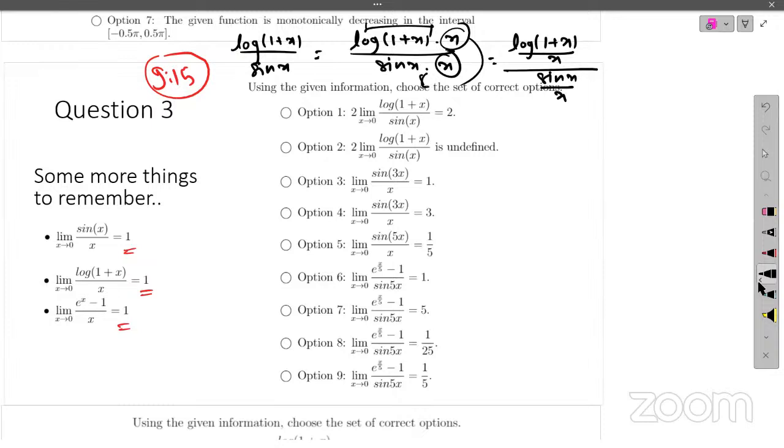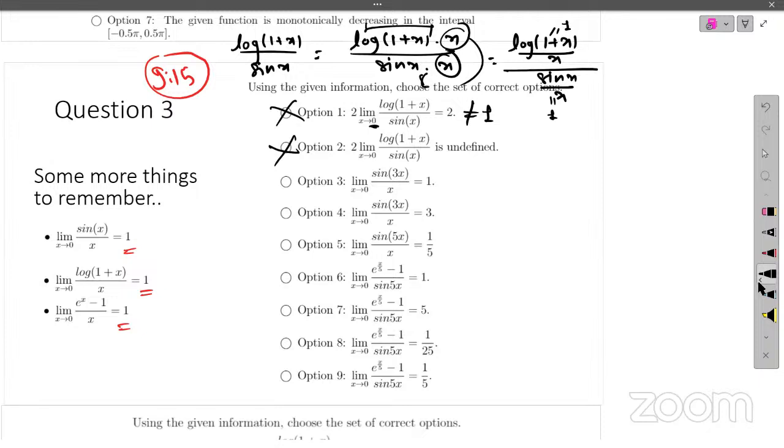And here we can apply the limit. As x goes to 0, this limit will become 1, and here also as x goes to 0, this limit will become 1. So the answer will be 1 by 1, which is 1, which is not equal to 2. So that's why this option is not correct. The second option is also not correct because we just calculated that the limit is equal to 1. So it's not an undefined limit. It is equal to 1.